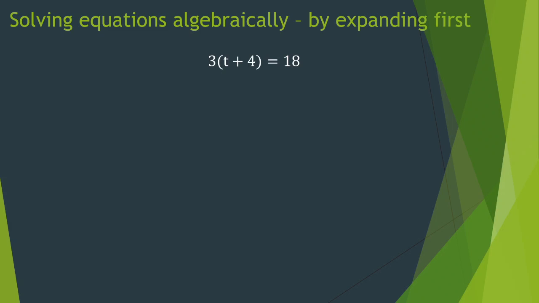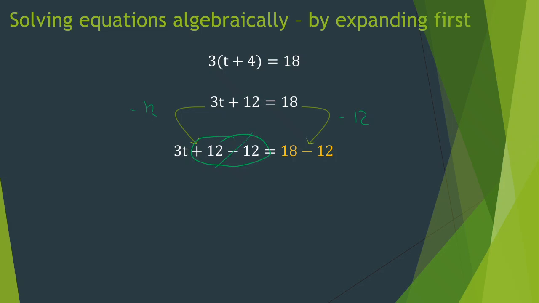But let's try expanding first. So let's just expand 3 times (t plus 4), and then we're going to get an equation that looks like this. And we can still now rearrange to get t by itself. Okay, and we're going to do our subtraction first. So we can see that we can get rid of 12 by subtracting 12 from both sides. Well, I should say minus 12. Okay, and that's going to give me 3t plus 12 minus 12. This alone equals 0, so that cancels out. And 3t equals 6.